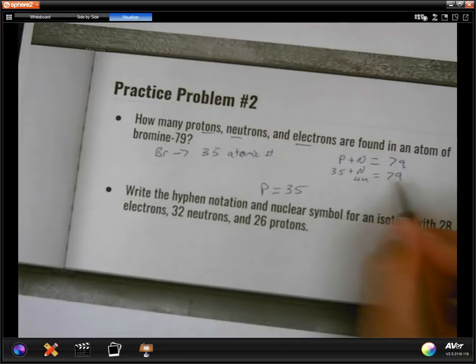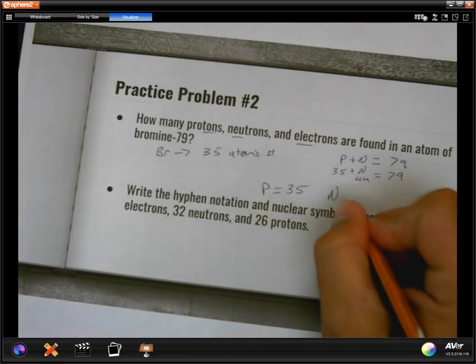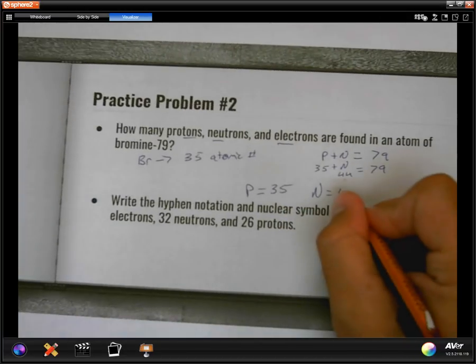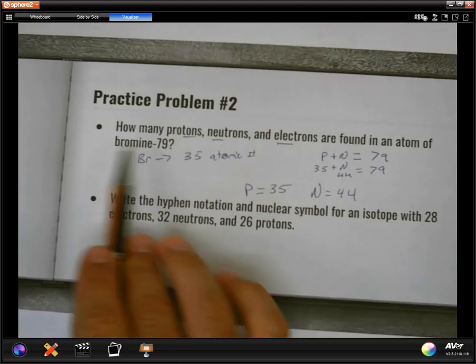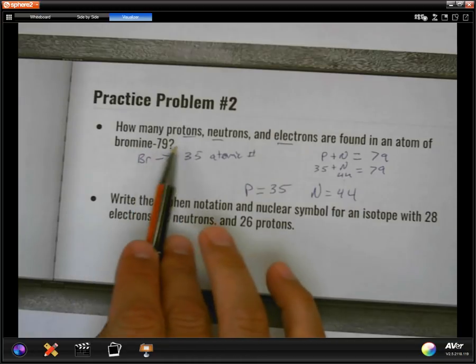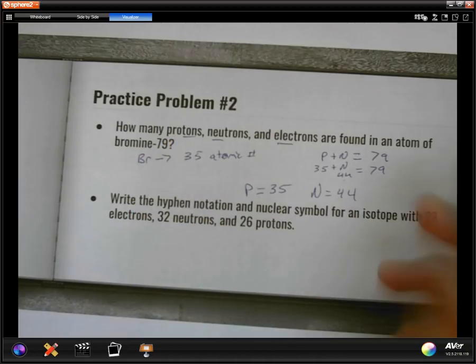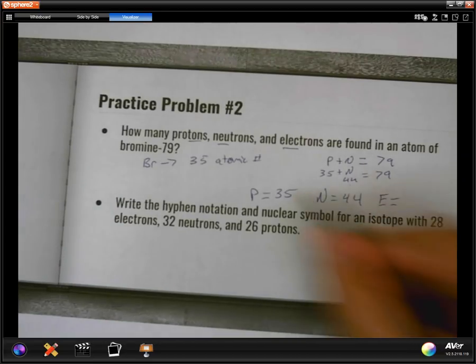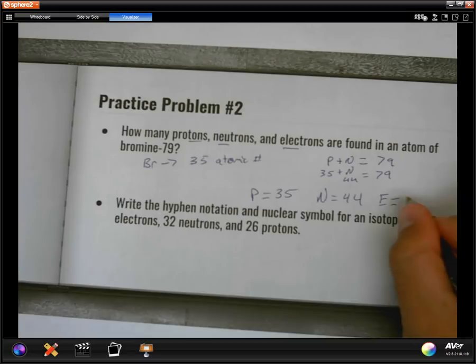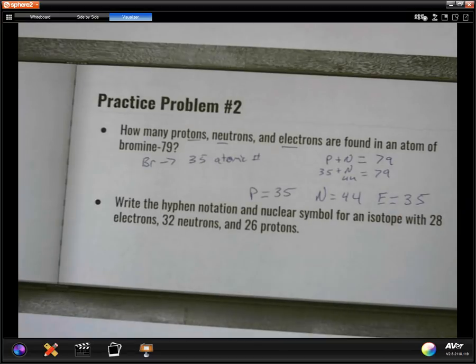35 plus 44 equals 79. So now I would say my N is 44. And then for the last part, how many electrons do I have? Well, there says nothing about ions. There's nothing about a charge. There's no negative sign. There's no positive sign here. So I automatically know then that the number of electrons is going to be the same as my protons, and therefore there are 35 electrons.